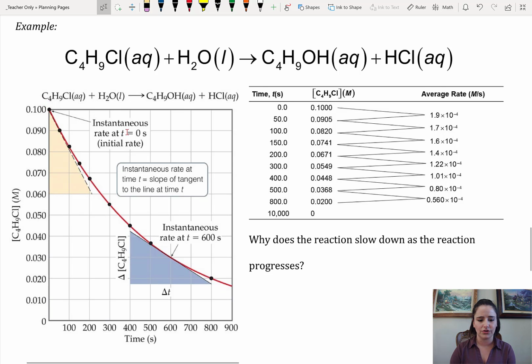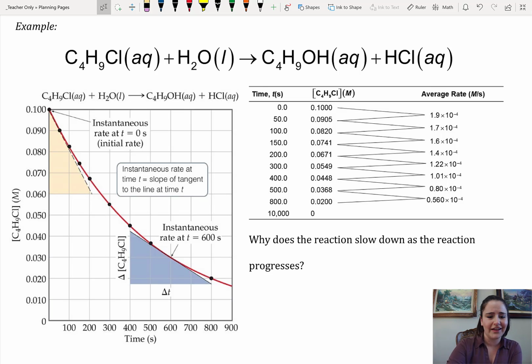Okay, we have that initial rate, the rate at time equals 0 seconds. We could also get at time equals like 600 seconds, draw a tangent line, take the derivative, and find the rate at those seconds to get the instantaneous rate. Or we could just do final minus initial over the total time to get the average rate. But my question for you guys first is, why does the reaction slow down as it progresses? What do you think?